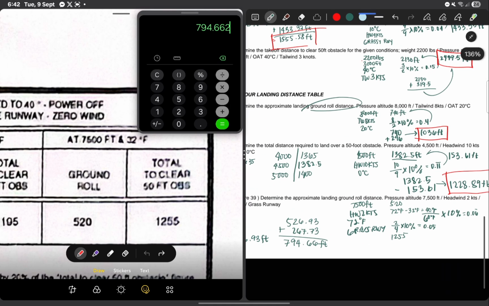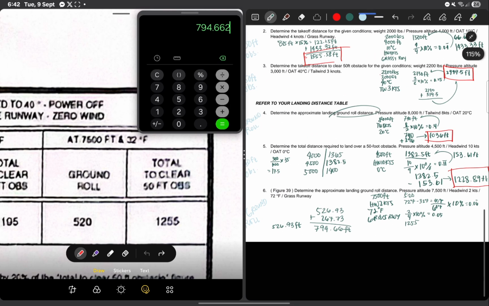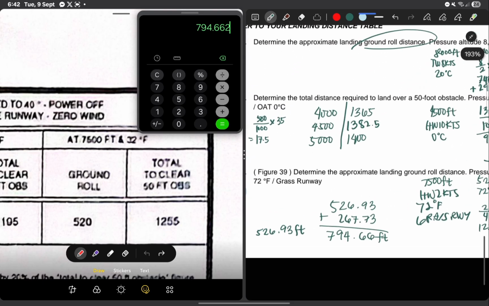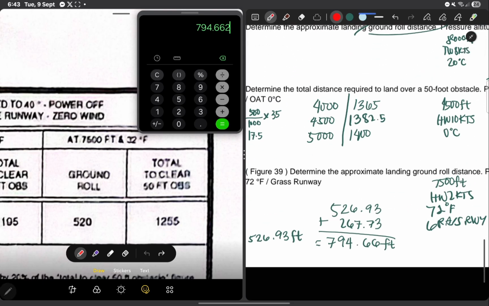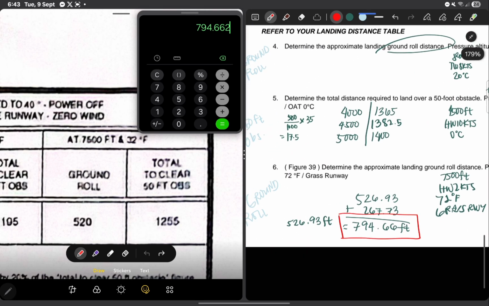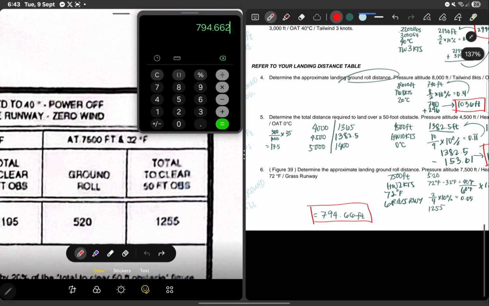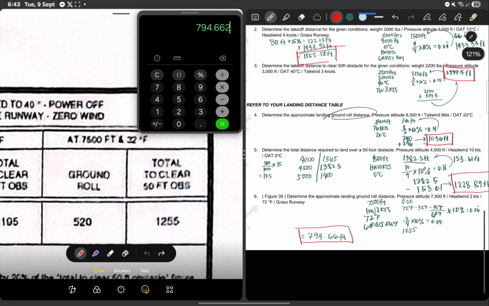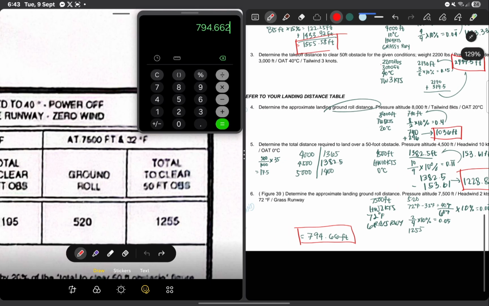Now, despite all that, that was pretty fun. That was a very long, tedious process. But now this is the final answer. This is a very complicated process, but this is the final answer right here: 794.66 feet. I hope you got all that, because we do have a quiz tomorrow for my classmates. And this is how we determine our final number 6.